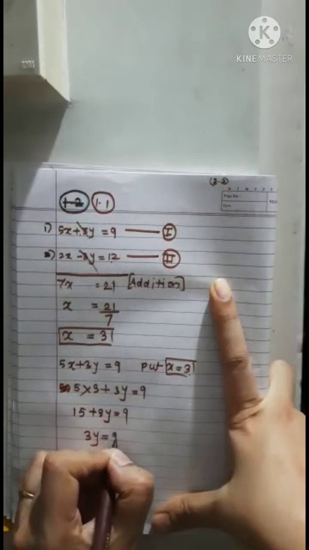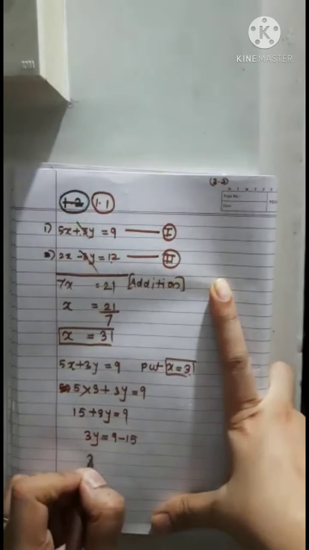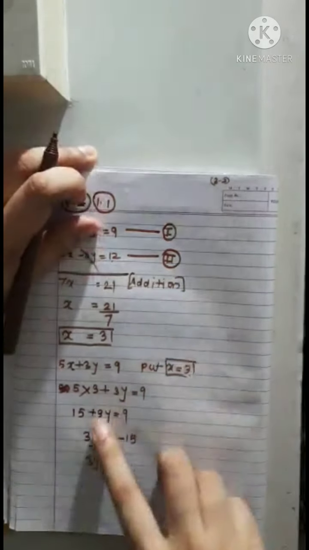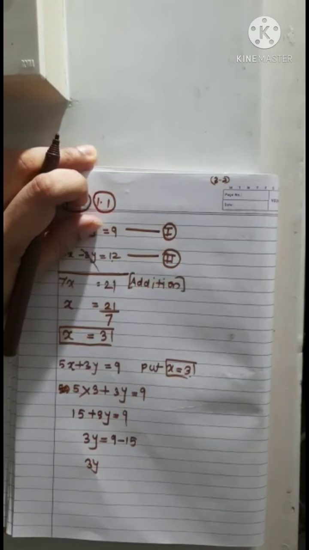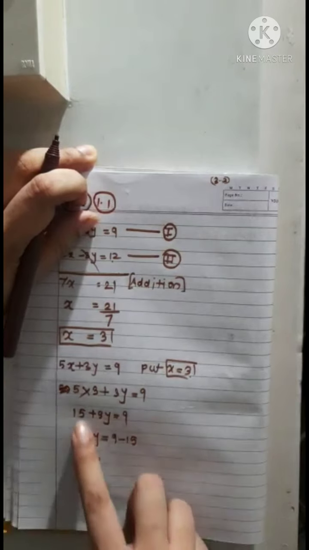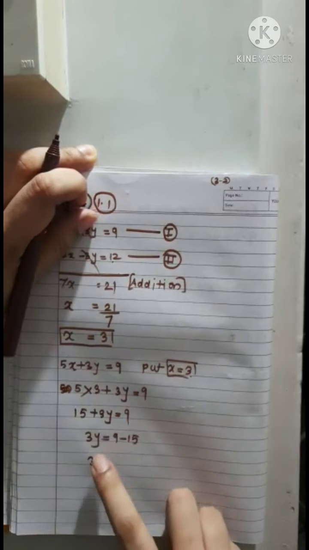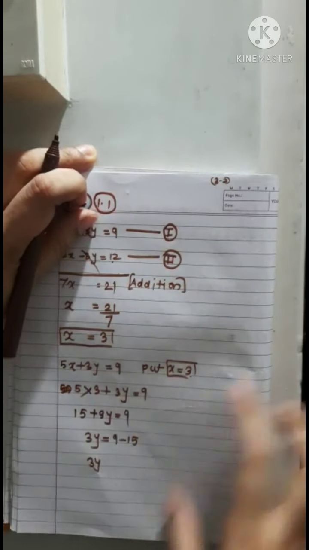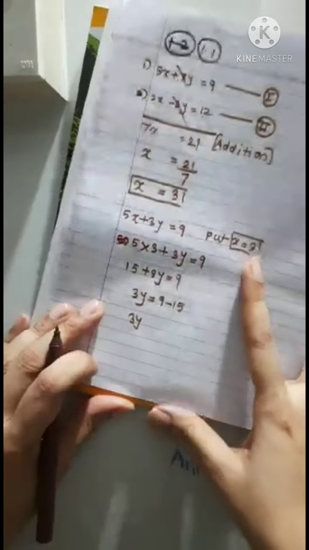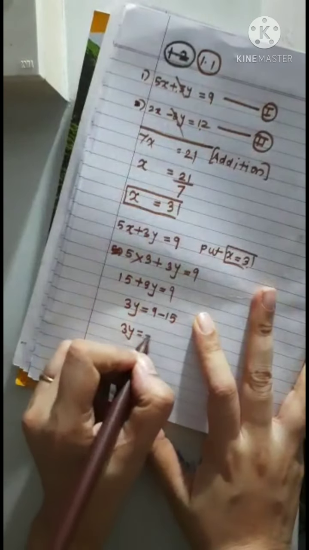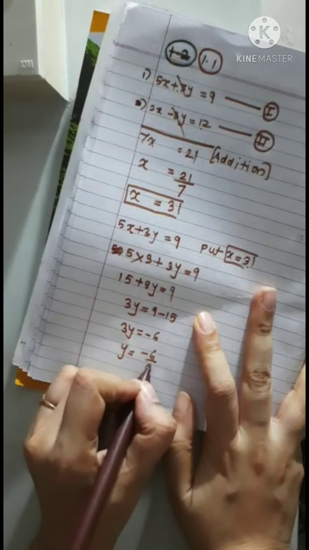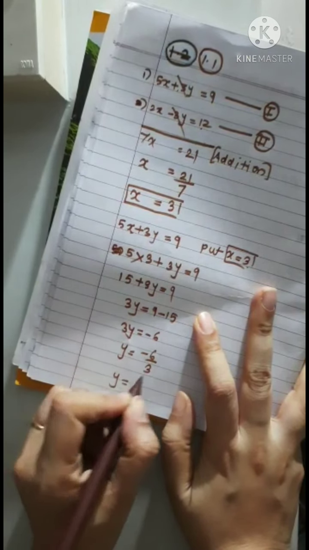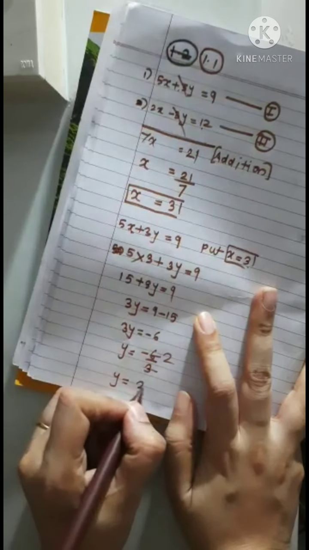3y equals 9 minus 15. Why minus 15? The place changed, so the sign changed. So the place has changed, so the sign also changed, it became negative. Next, this is minus 6. Minus 6 divided by 3. 3 ones are 3, 3 twos are 6, so it is minus 2.